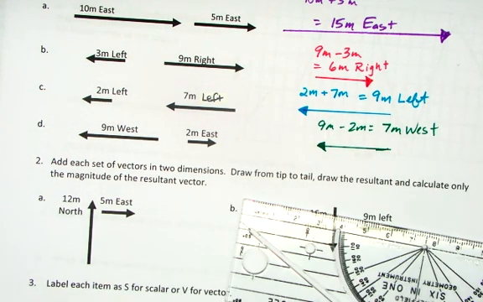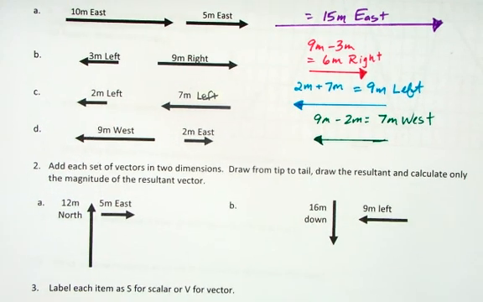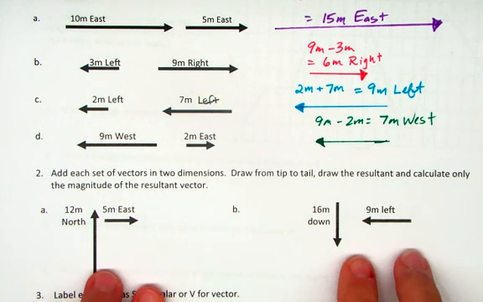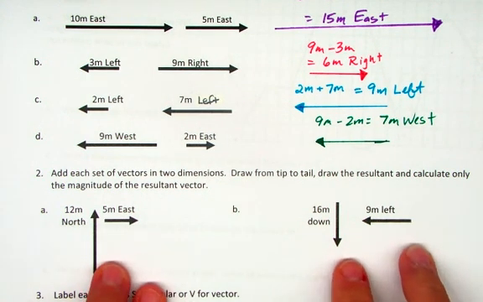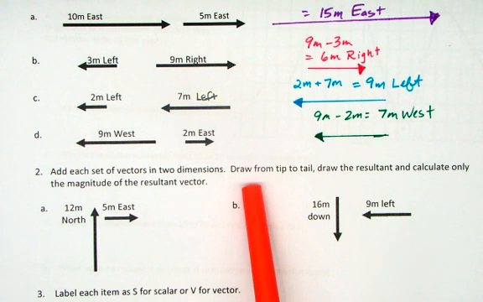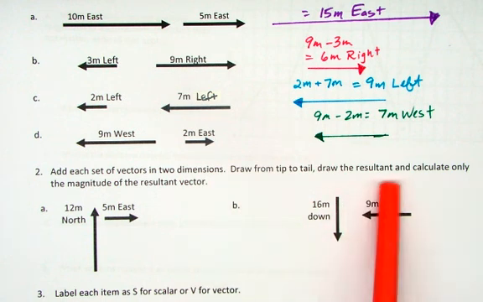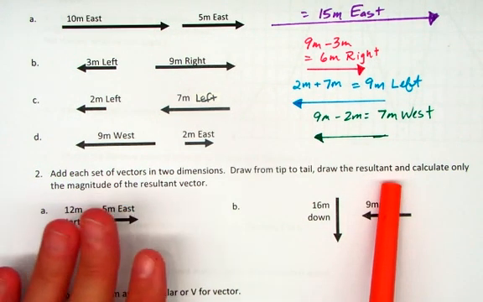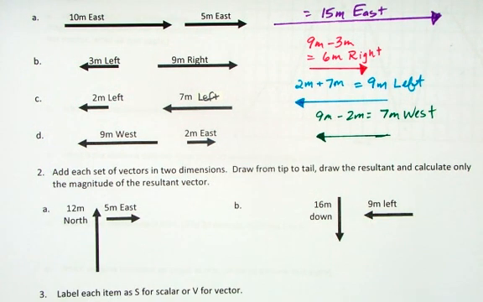Okay. Now for part 2, we are going to also add the vectors, but now we have 2 different dimensions, all right? So 2 directions. We want to draw from tip to tail. We're going to draw the resultant. But for this one, we are only going to take a look at the magnitude of the resultant vector. We're not going to worry about the direction of the vector.